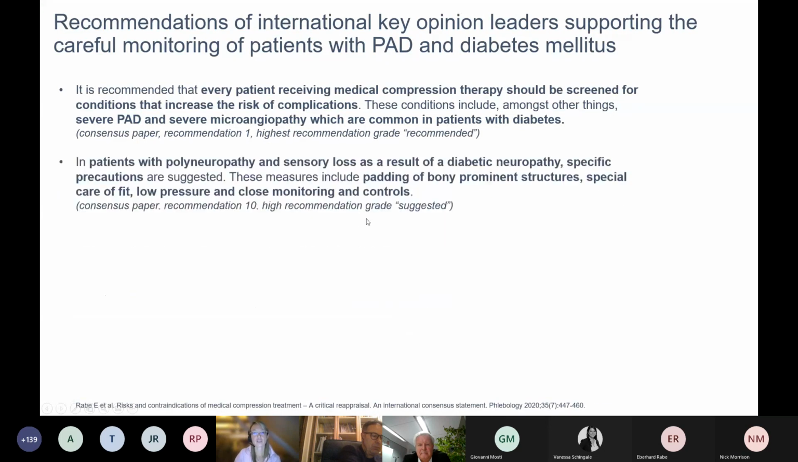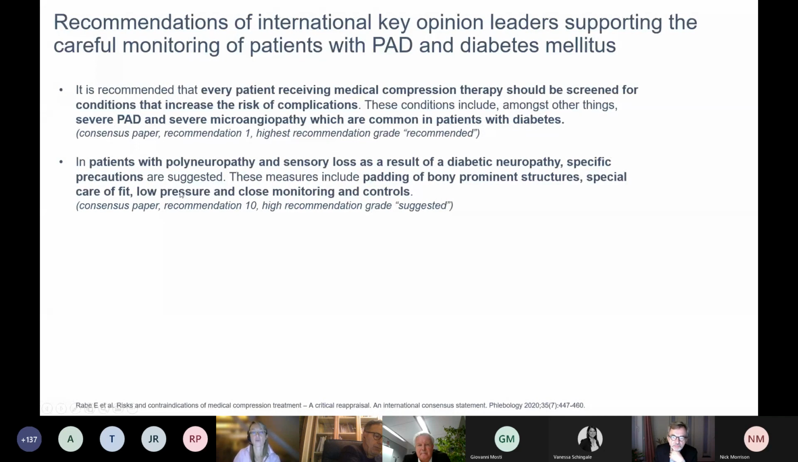And there are also mentioned these specific features which are relevant, especially for patients with diabetic neuropathy, namely the padding of the bony prominent structures. So remember the padding of the neo-median angio in the whole foot area. They also mentioned the special care of fit. So maybe remember the 2 foot lengths which we are offering. And also the low pressure is mentioned as one aspect which is relevant in compression therapy.